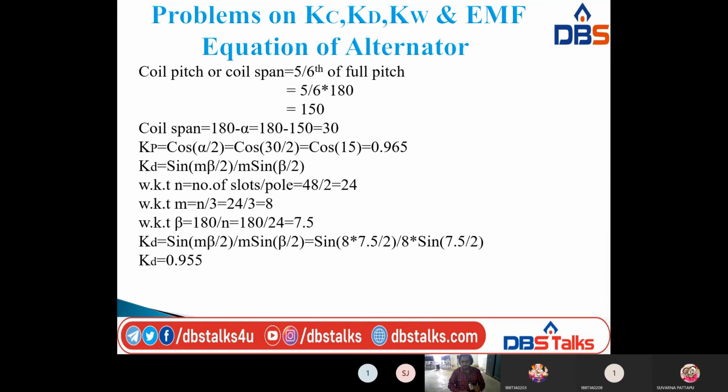And we know that m is equal to n by 3, that is number of slots per pole per phase. So n is 24 for the number of slots per pole. 24 by 3, that is equal to 8. And next we have to calculate the beta value. What is the formula for beta? That is equal to 180 by n. Already we calculated the n value, that is 24. Substitute the 24 into this, that is 180 by 24. So that is equal to 7.5 degrees. And next we will calculate Kd, the distribution factor. Substitute m and beta values into this. So m value is 8 and beta value is 7.5. After substituting these values, we have Kd is equal to 0.955.